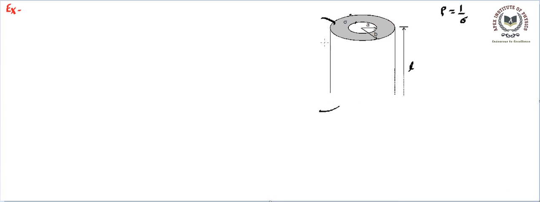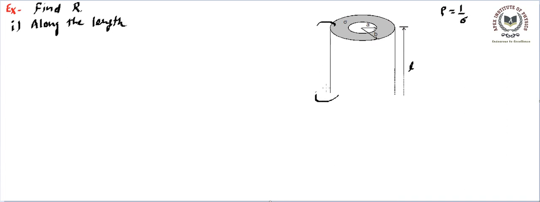So we will be doing both of those questions over here. Let's say it's asking to find resistance number first along the length. When I say along the length, that means this point and this point have been connected with the battery, and current runs along the length.